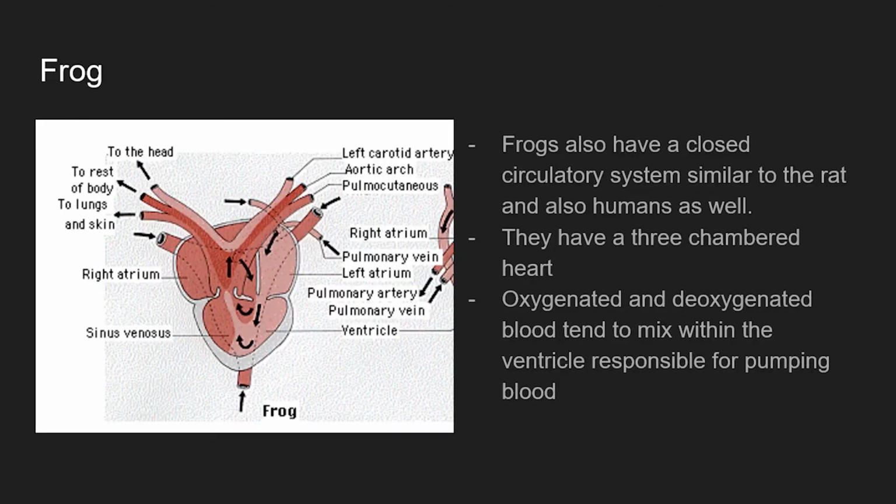In frogs, blood is driven into the right atrium of the heart by contraction of the sinus venosus, and it flows into the left atrium from the lungs. A wave of contraction spreads over the whole atrium and drives blood into the ventricle, where, although it stays separate, it sometimes will end up mixing.